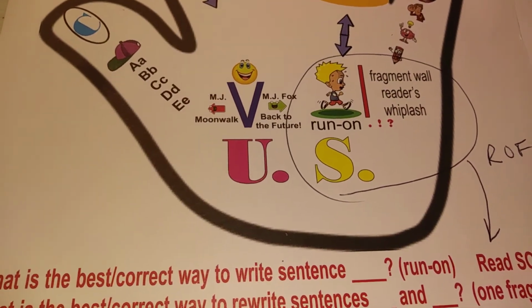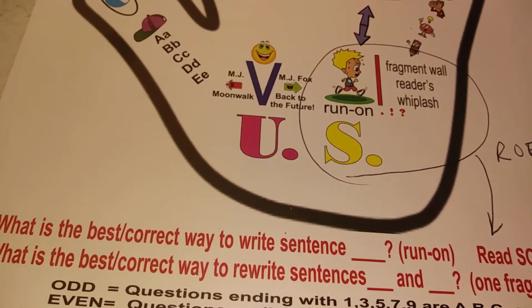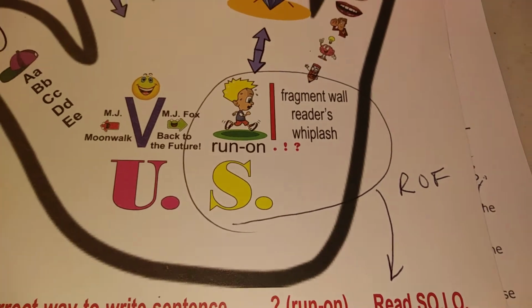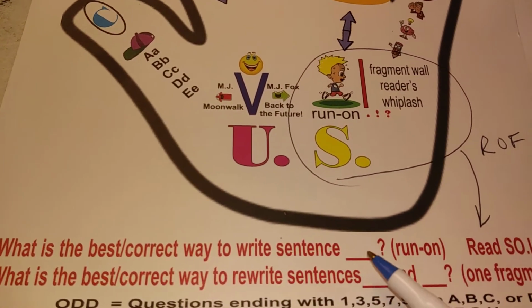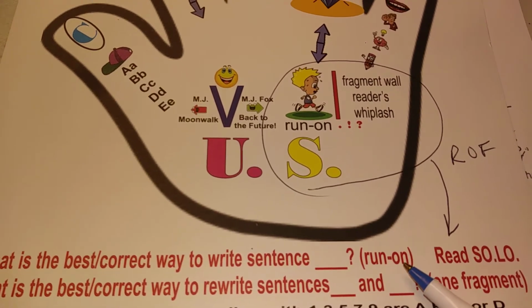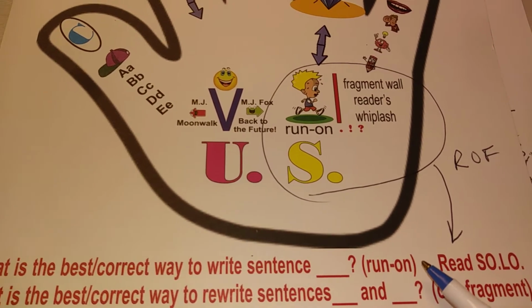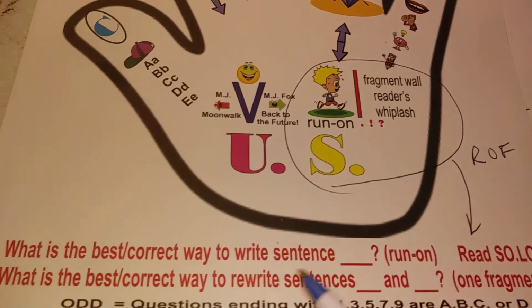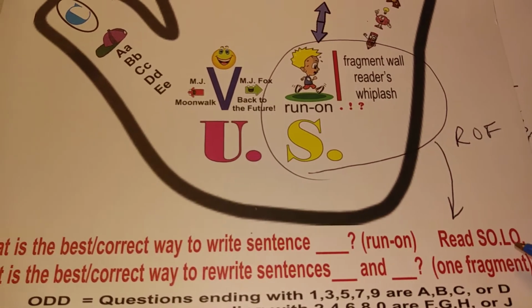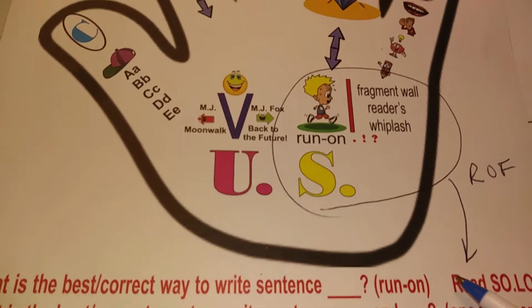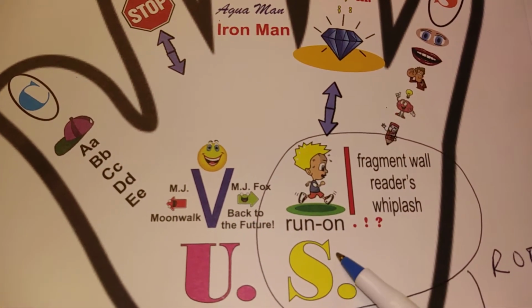The other kind of editing question is what I call a TCBY question. It'll say, what is the best or correct way to write the sentence? And that usually means a run-on. Sometimes it means a fragment. All right? If it says, what is the best correct way to write the sentences, one of those two sentences is a fragment.